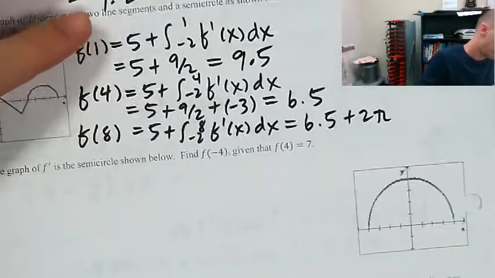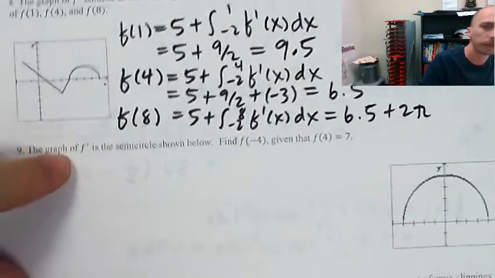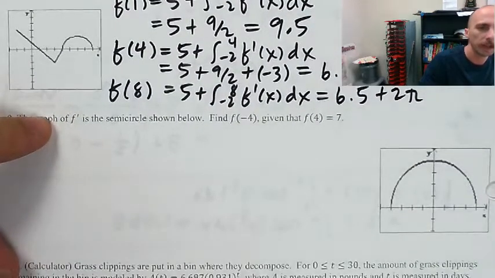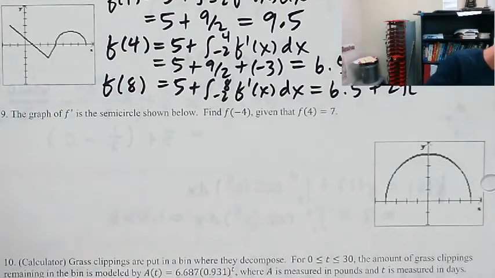All right, the graph of f prime is the semicircle shown below. Find f of -4, given that f of 4 equals 7. Well, okay.